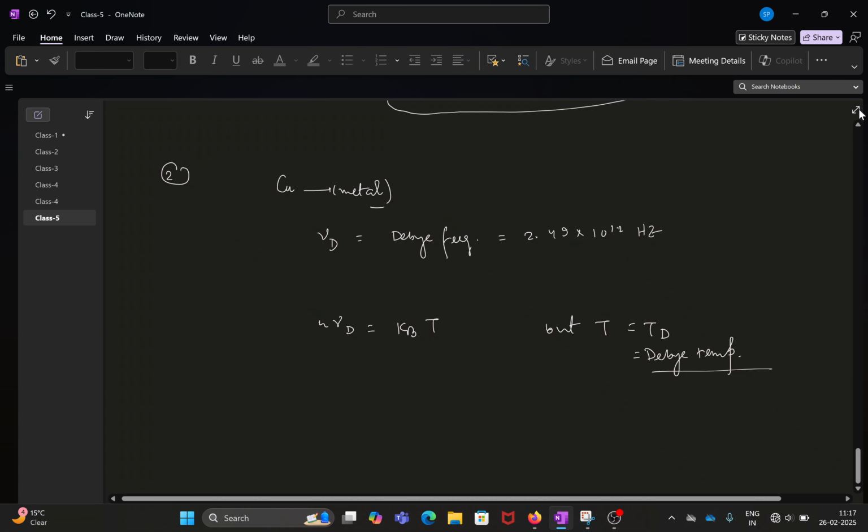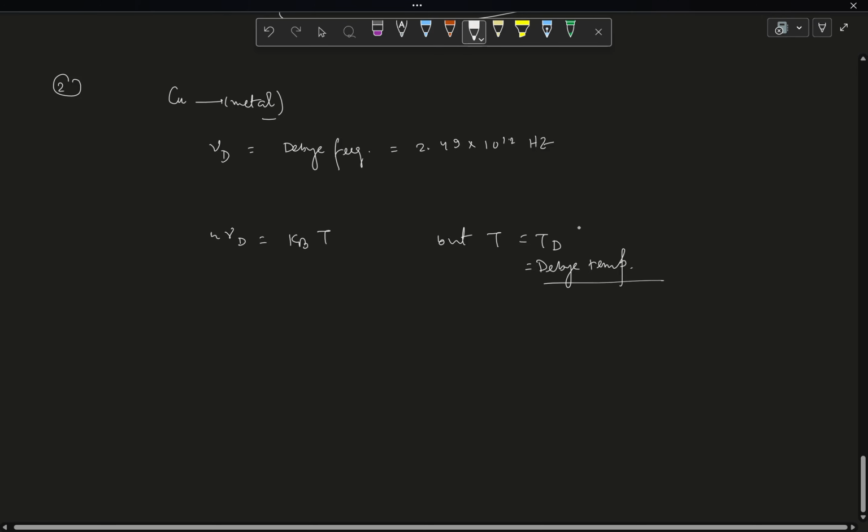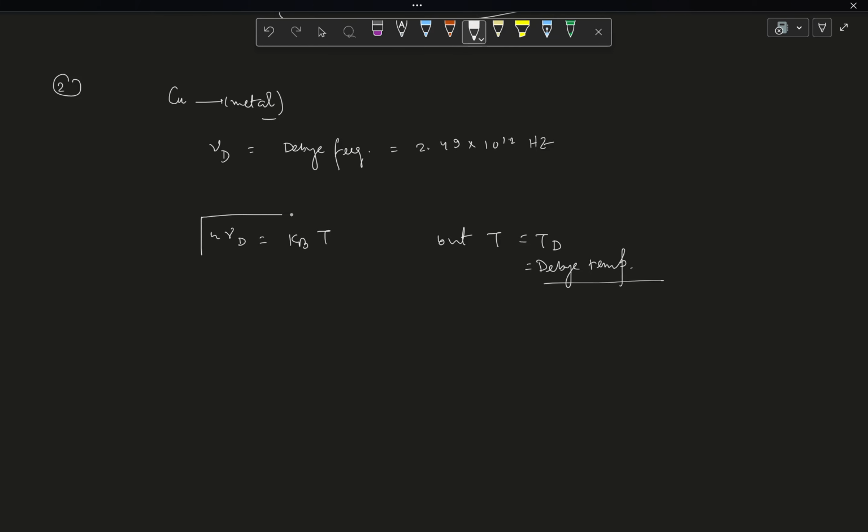Okay, so we are discussing problem number 2, which is about calculating the Debye temperature when you have the information about the Debye frequency of copper, right? In this type of problems you always have to find equivalent energy scales. In our case, the equivalent energy scale is very basic because we already have the information about the frequency. So all you have to do is equate the thermal energy, which is related to the temperature, with the energy corresponding to that frequency.